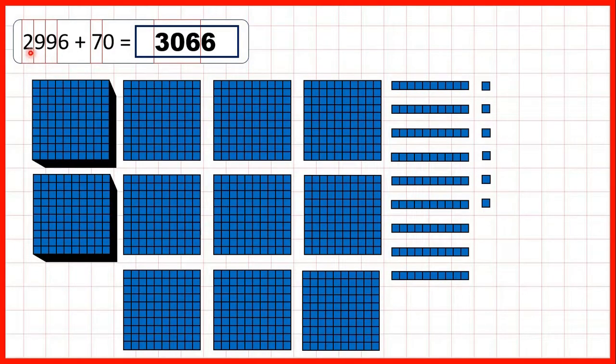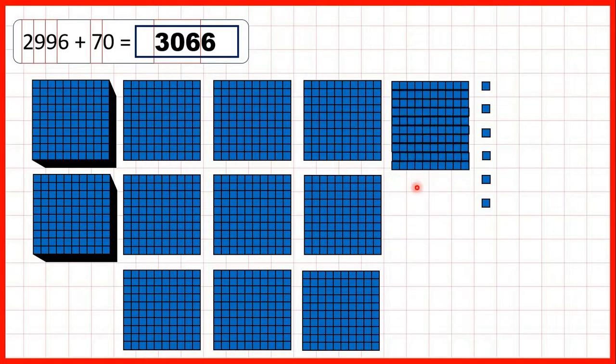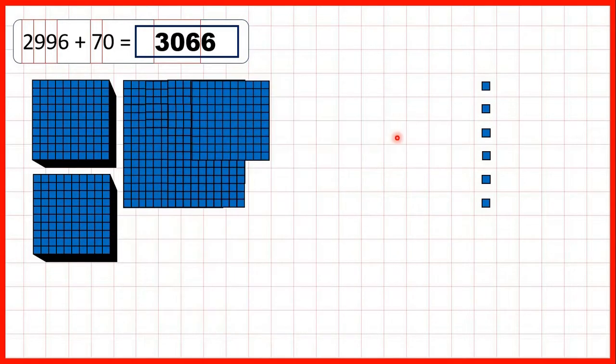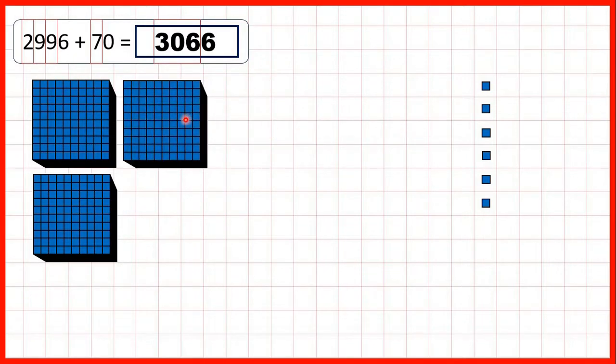Then we had 2,996, so there's 2 thousands, 9 hundreds, 9 tens, and 6 ones, and we were adding 70, so 7 tens. But if we add just 1 10, that means that we have 10 tens, so we exchange. But now we have 10 hundreds, so we exchange those for 1 more 1,000. So remember, that was just adding 1 10, and we need to add 7.